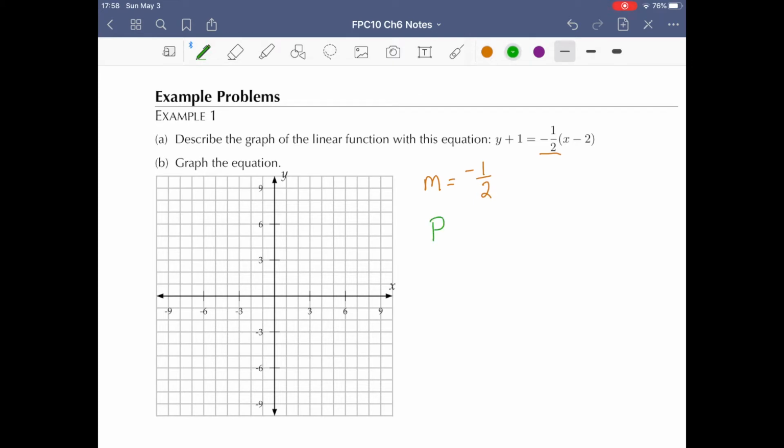Next, we're going to identify one point on the graph. Now, the x value for a point is not negative 2, it's positive 2. You switch the sign around. The y value for a point right there is negative 1. We switch the sign. It's positive 1 in the equation, so it's negative 1 in the point. Now we can graph this pretty easily.